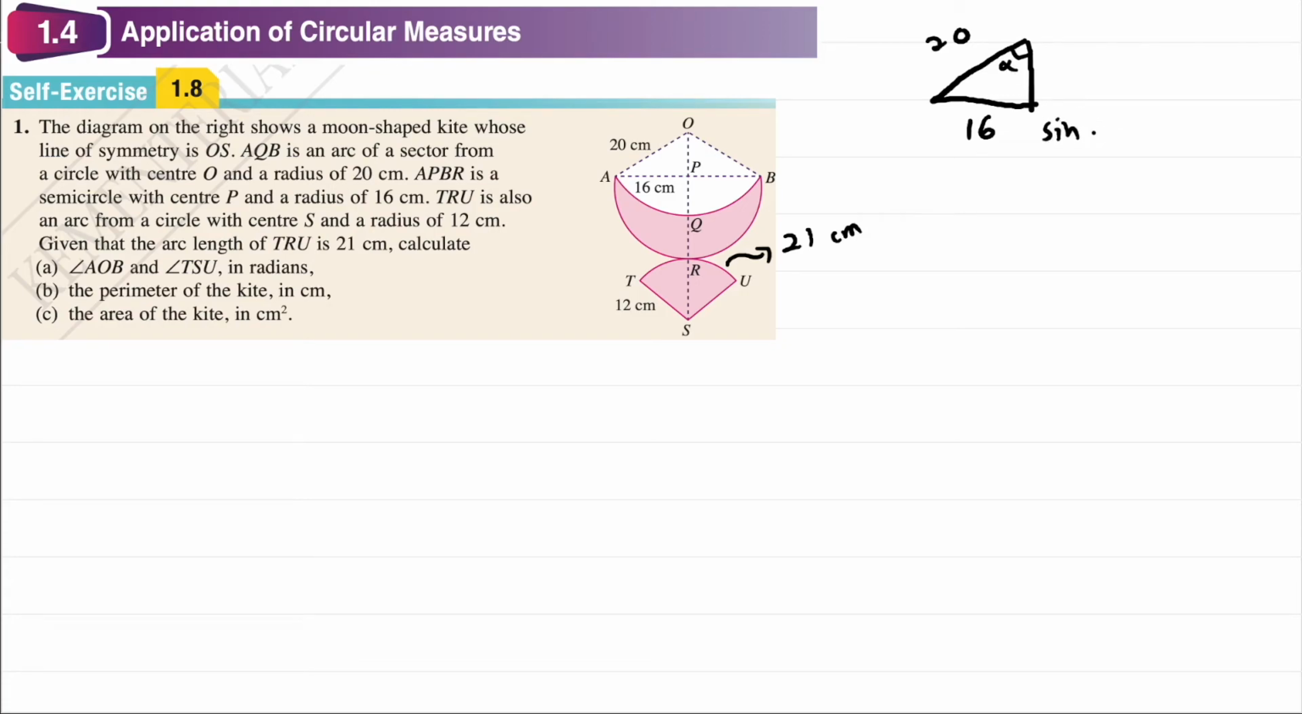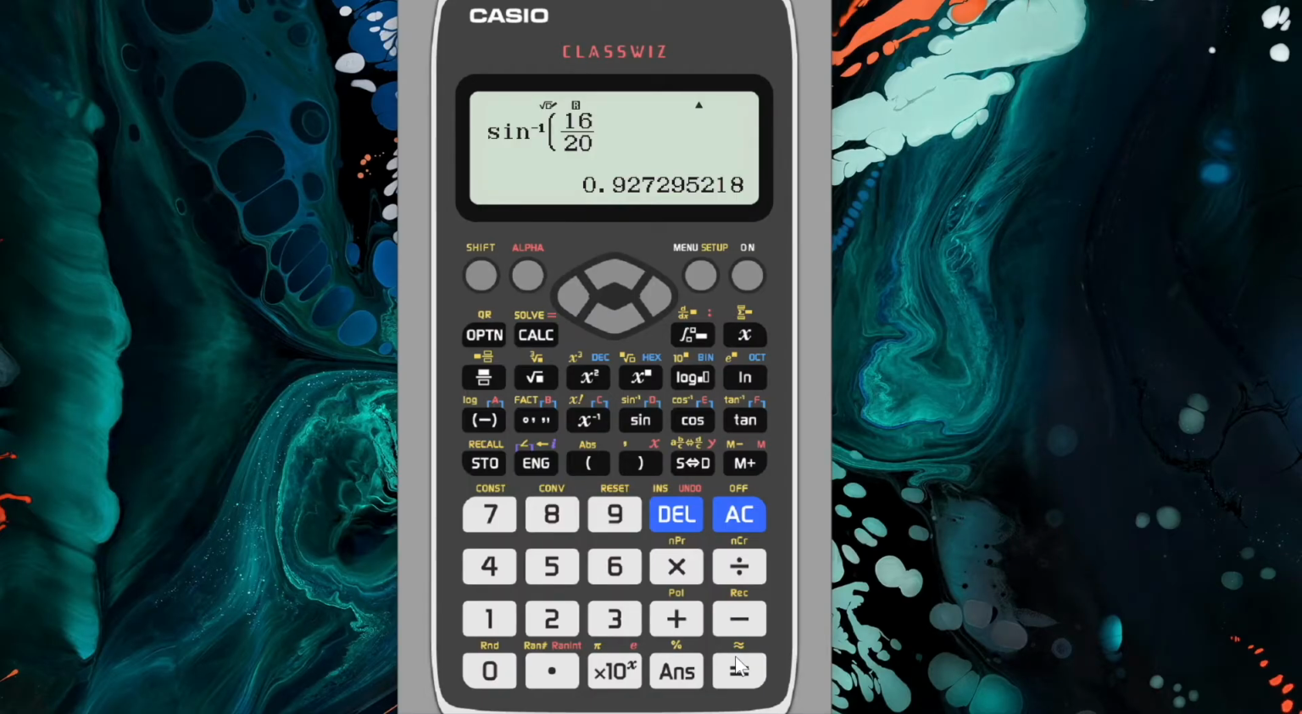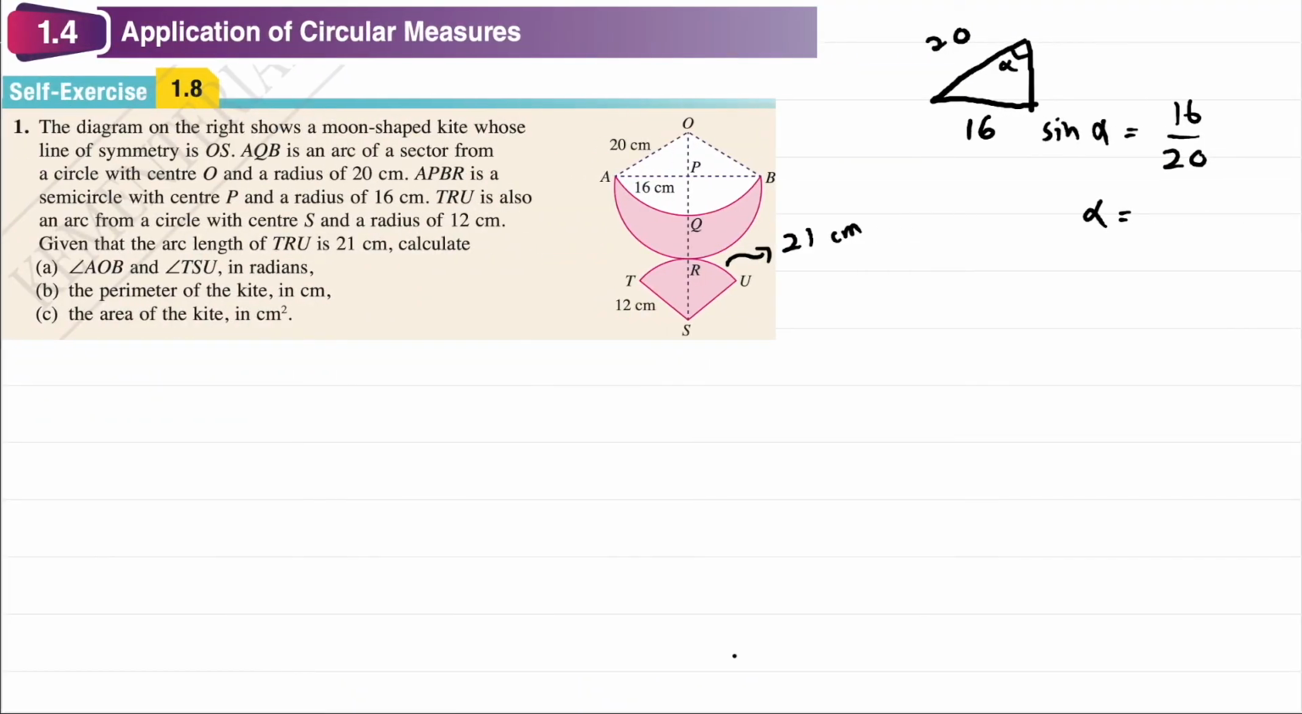So again, we can use the sine. Sin alpha equals 16 over 20. Make sure your mode is in radian. When you press shift sin, you will get alpha equals 0.927, and then you multiply by 2 because you want to get the full one here. So for A, angle AOB equals 1.855 radian.